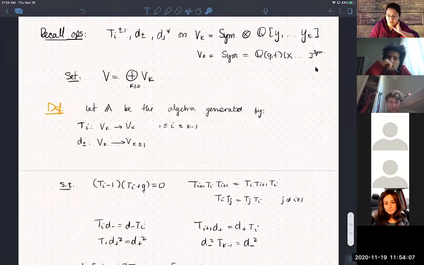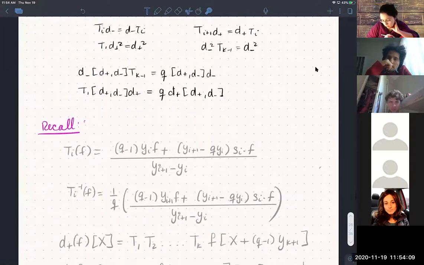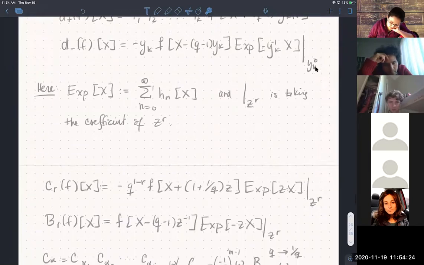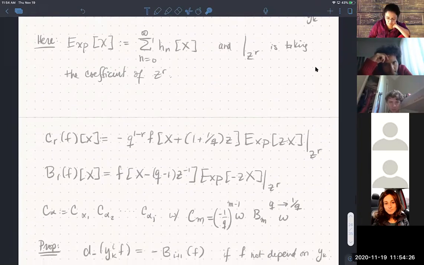And then we're going to recall that we had an action of these operators on these VIs that we just talked about at the beginning, where the TIs were defined by these de Moivre-Lustig operators, and then the D plus and the D minus were plethystic operations, right? And then we also had these operators CR and BR that were defined by Haglund, Morse, and Zabrocki.